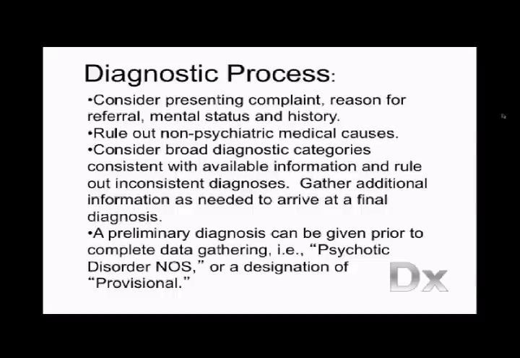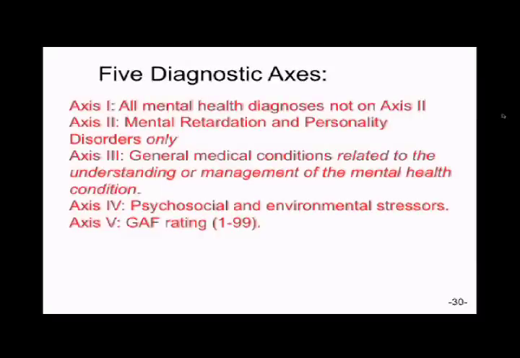Then you're going to narrow it down to broad diagnostic categories that are consistent with the available information, and you're going to gather additional information that's needed to arrive at a final diagnosis. So you might need to talk to their family, you might need to talk to their teacher or a previous counselor or their physician, and using all that information, you're going to narrow down the diagnosis. You might give a preliminary diagnosis in the first session, such as psychotic disorder not otherwise specified, or designate the diagnosis as provisional. And as you continue to see them, you can get more specific about the diagnosis.